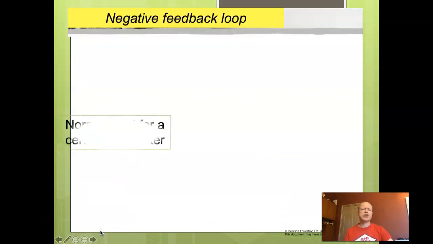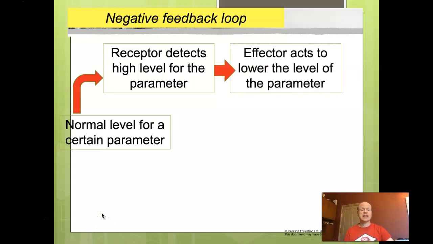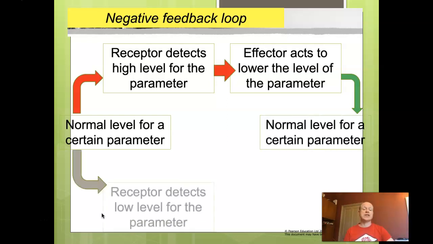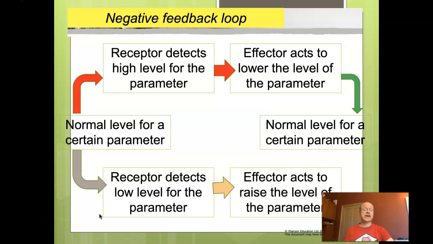Sometimes I like to use the word parameters. A parameter just means the normal level for the thing that you are changing. So pH is a parameter, temperature is a parameter, glucose concentration is a parameter, and so on. So your normal level might be detected by a receptor. When it's too high, the effector produces the response and then lowers the level and keeps lowering it usually until it falls too low. And again, it's detected by a receptor. And then the effector will produce something to raise the level till it increases.